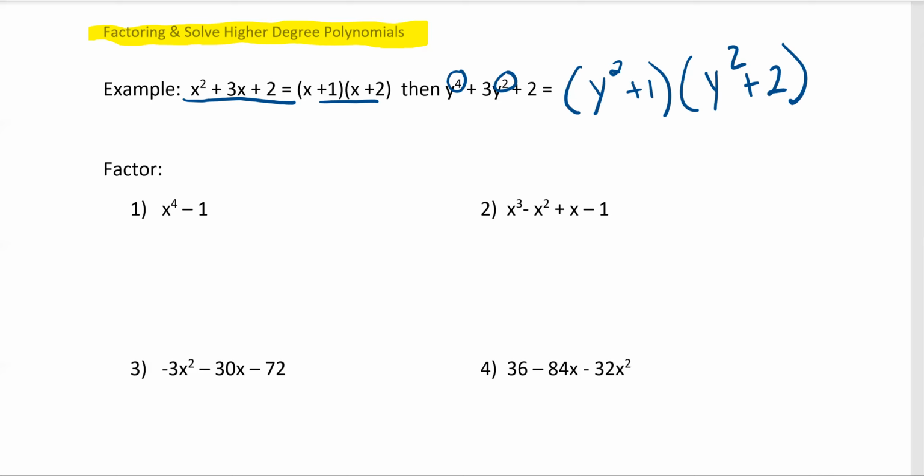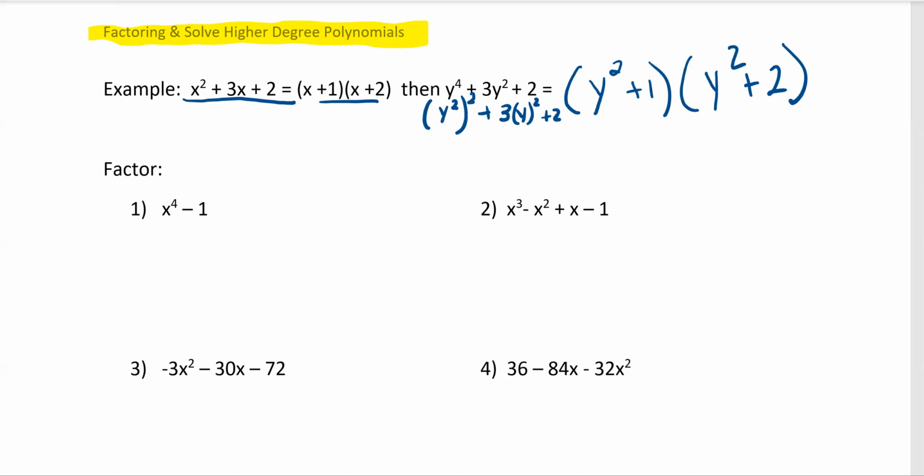Another way to think of this is y to the fourth is really y squared squared, plus 3y squared plus 2. And you can factor it from that pattern as well. So let's look at number 1.